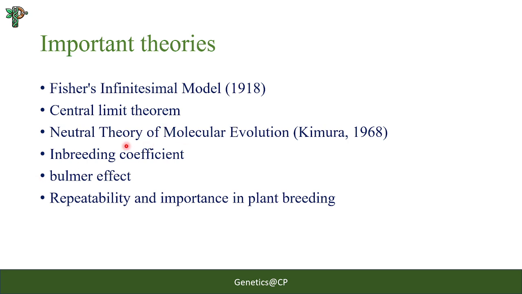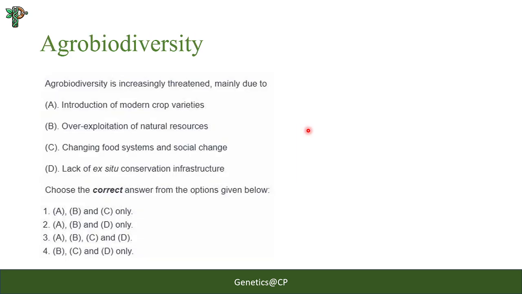And there are other concepts: inbreeding coefficient, Bulmer effect, and repeatability. These concepts are present in the J.R. Sharma book and Falconer book. Otherwise, if you don't have time now, you just type these words in ChatGPT or any other tool or in Google, and you'll get information that is more than enough for the examination. Then, for example, there are some easy questions that you should answer by using your common sense.